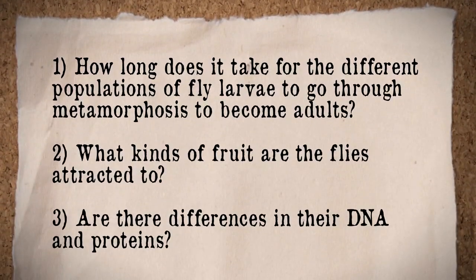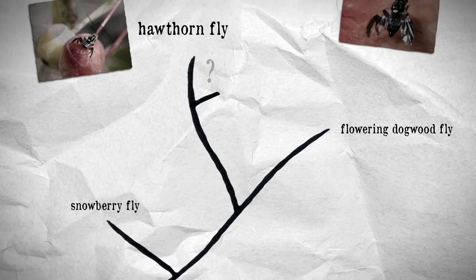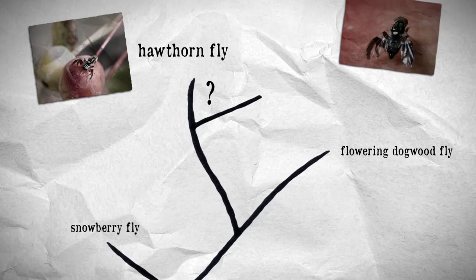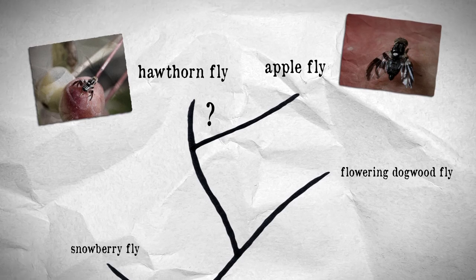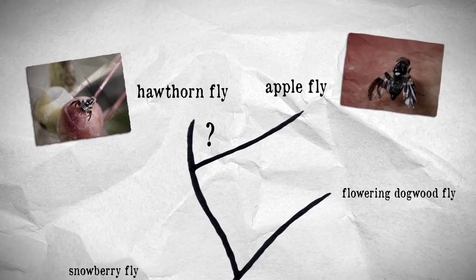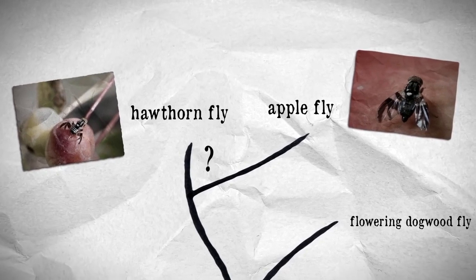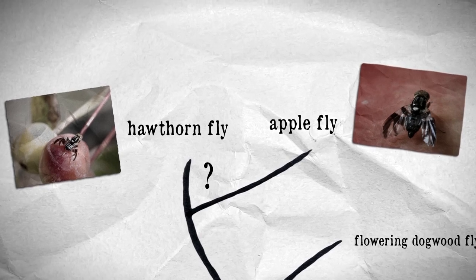How long does it take for the different populations of fly larvae to go through metamorphosis to become adults? What kind of fruit are the flies attracted to? Are there differences in their DNA and proteins? Based on the evidence from these studies, you'll need to come to a decision. Can we make the argument that the hawthorn and apple fly populations are becoming two species?